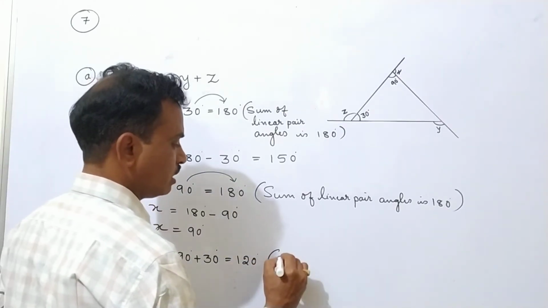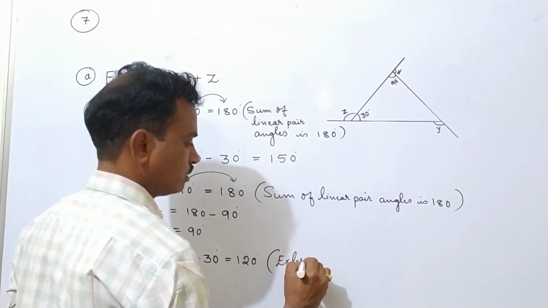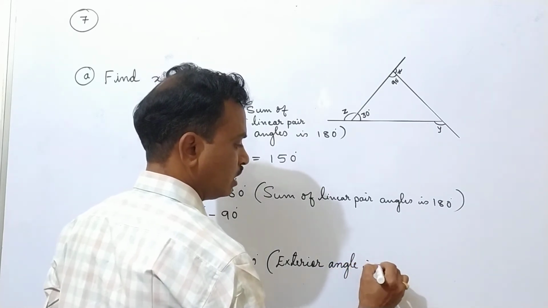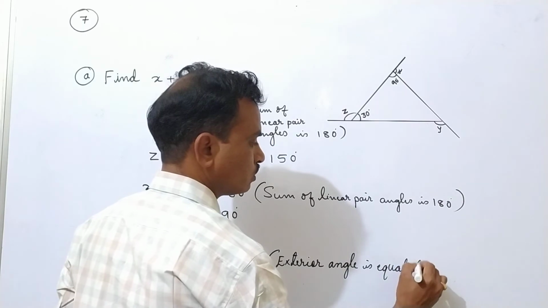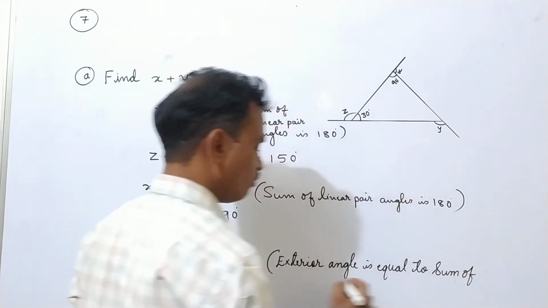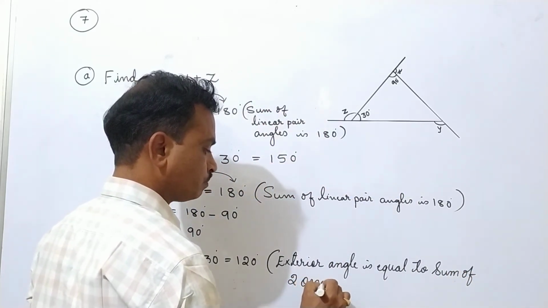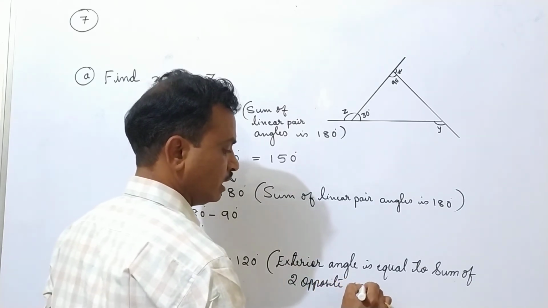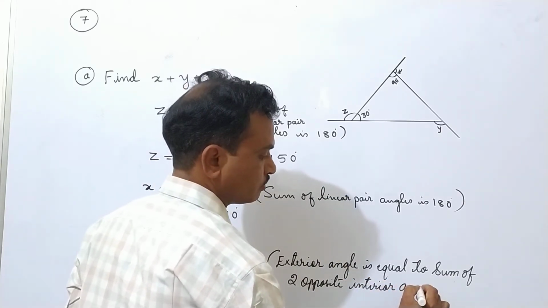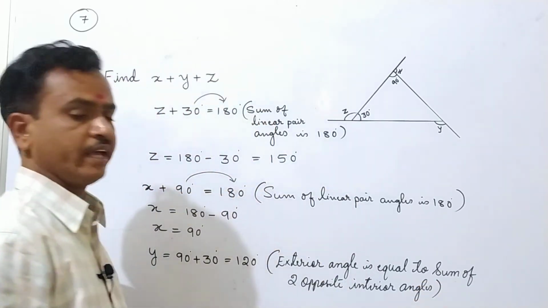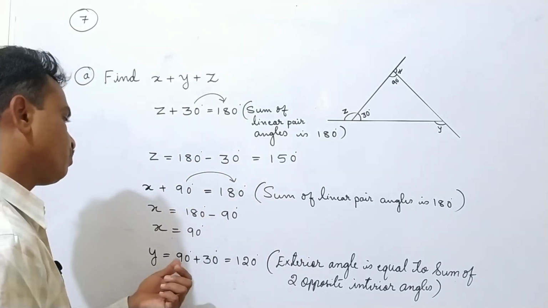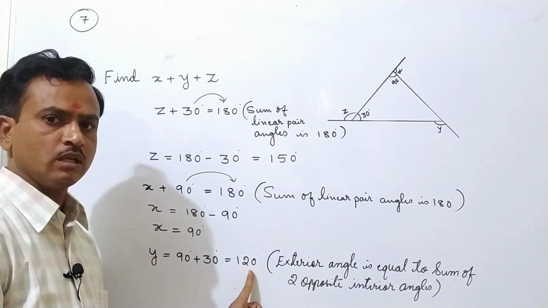Reason, what we should write here: exterior angle is equal to the sum of two opposite interior angles. Then now the y value we got here is 120 degree.